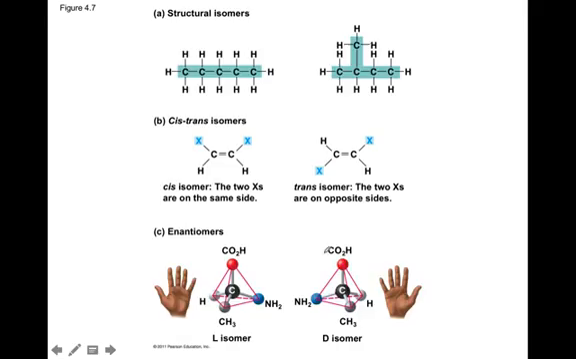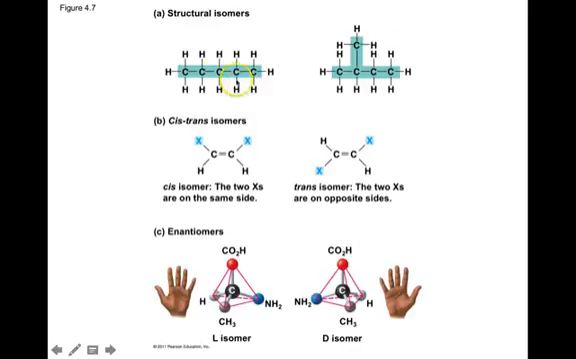Moving on. You can see these two molecules here at the top. This one is C5H12. This one is also C5H12. So when you write the molecular formula, you write C5H12, C5H12. Pentane, pentane. But this is not pentane. This is 2-methylbutane. So the names are different, but the molecular formula is the same.